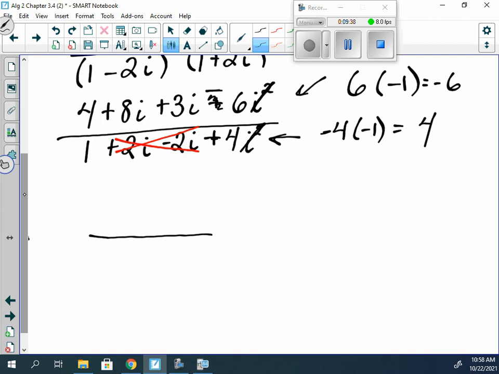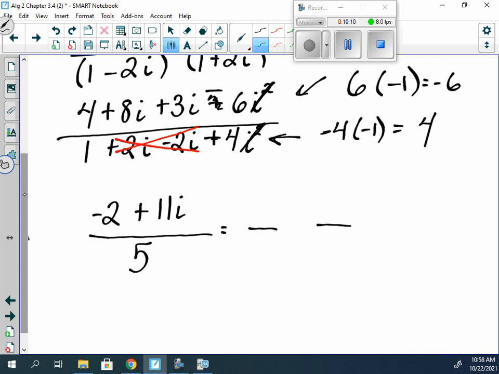Now on the bottom we have 1 plus 4 because the i is gone, which gives us 5. Now on top we have 4 minus 6 because those are now like terms, which is negative 2. And 8i plus 3i is 11i. Now with these, we'll want to split them apart into the real and imaginary parts, the part with i and the part without i.